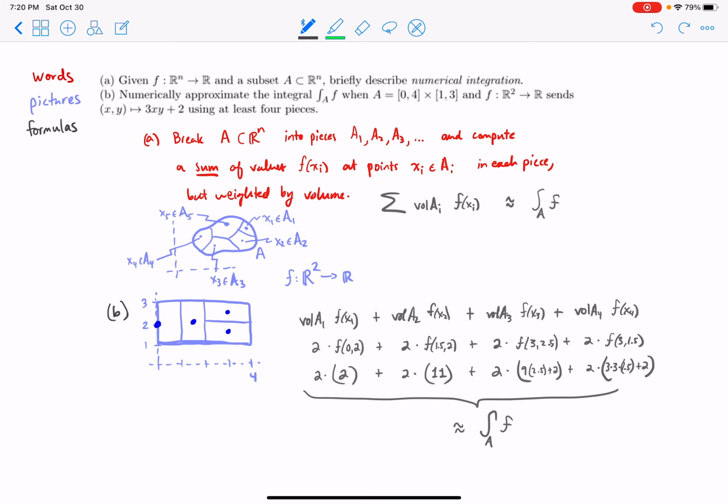I chose different points, and so the value of the function was different, but I chose the same pieces, so their volumes were all 2. Pretty similar.